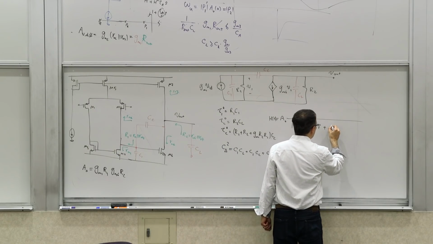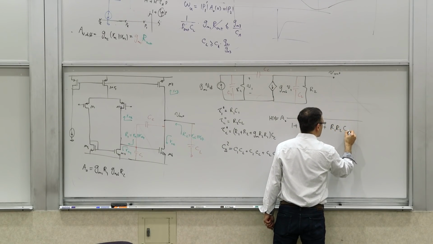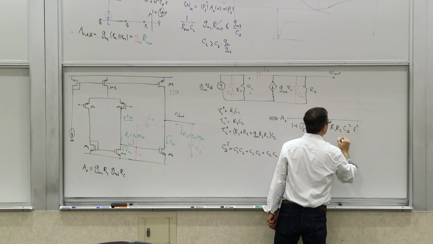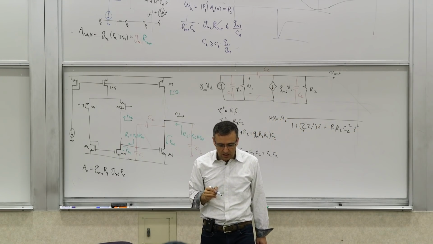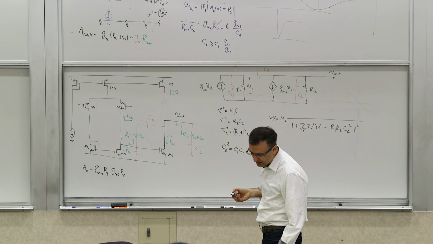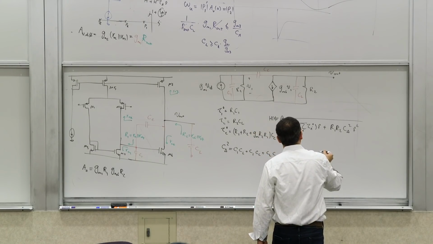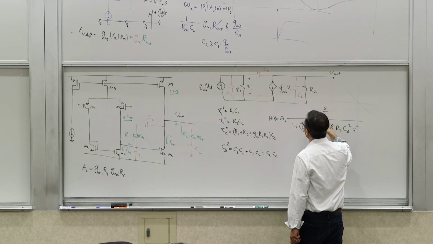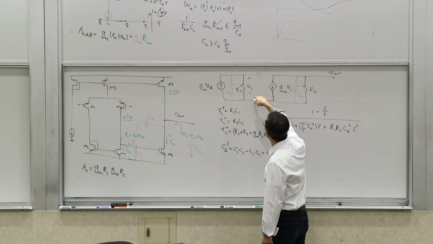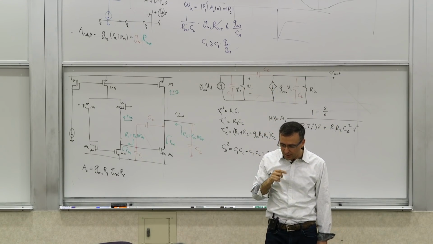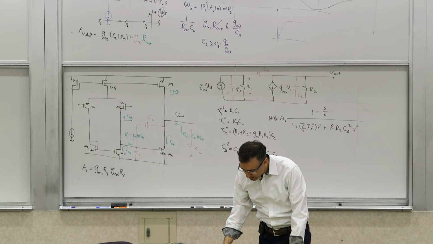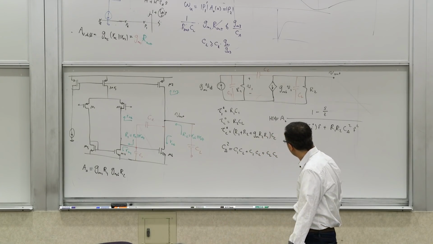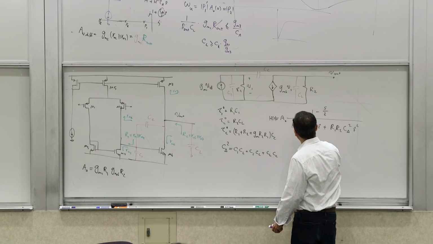And that was basically R1, R2 times C delta squared, S squared. And in the numerator, you get a 0, which basically is 1 minus S over Z1, or Z. And Z, we know that it's basically GM over this capacitor.